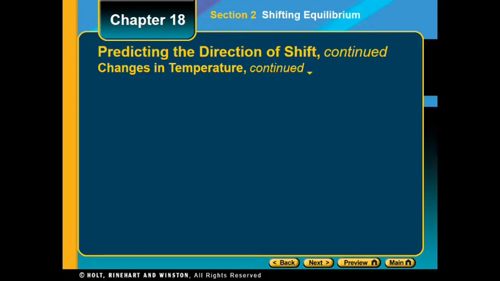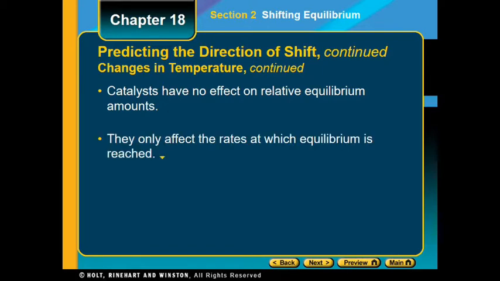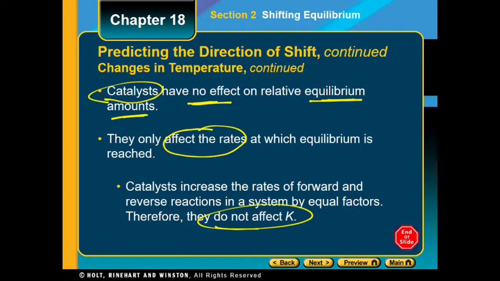Moving on to another direction, catalysts. Catalysts have no effect on relative equilibrium amounts. They will only affect the rate at which equilibrium is reached. So, catalysts have no effect on the equilibrium amounts, but they do affect the rate. Catalysts tend to increase the rates of the forward and reverse reactions in a system by equal factors. Therefore, they do not affect K. They do not affect your equilibrium constant.